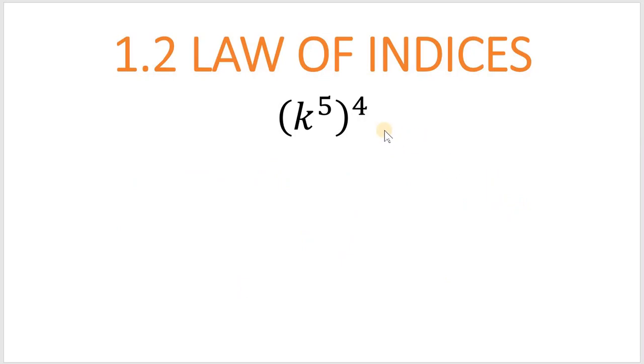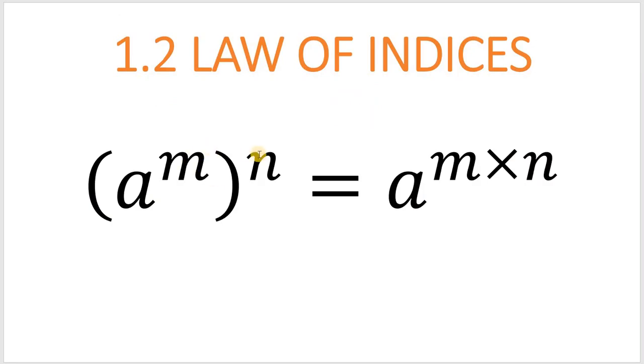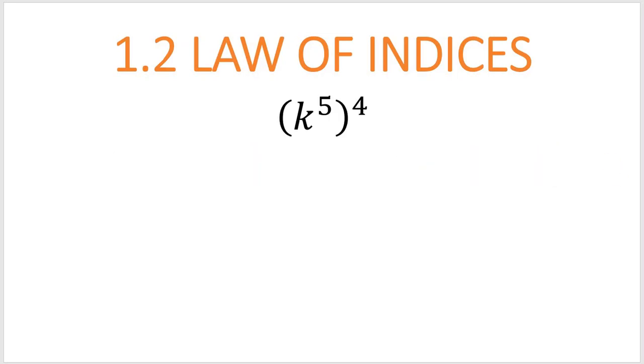Okay, so I will show you an example involving algebra. This is k power 5 and then raised to the index power of 4. So that means we follow the law of indices. In this situation we should multiply the index. So this answer will become k power of 5 times 4. So this is k power of 20. Okay, k power of 20. Like this, the working is enough already.